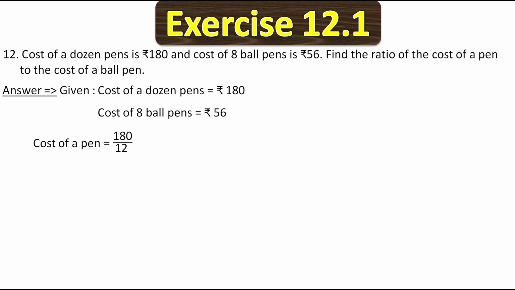Why am I going to divide it by 12? Because 1 dozen is equal to 12. So we are getting 12 pens for rupees 180. Then to find the cost of one pen, we have to divide it by 12. So here I am dividing by 12.